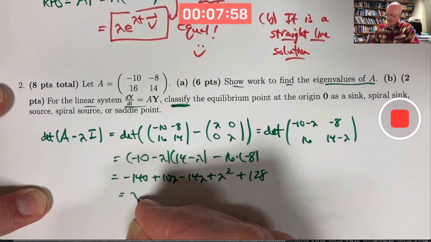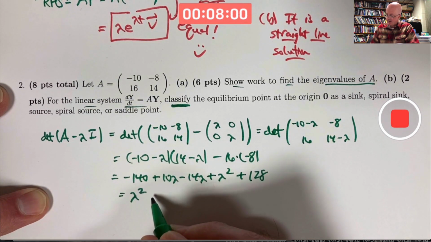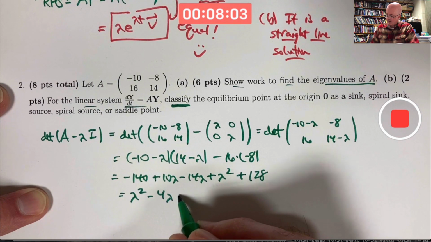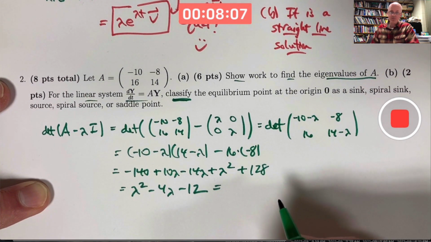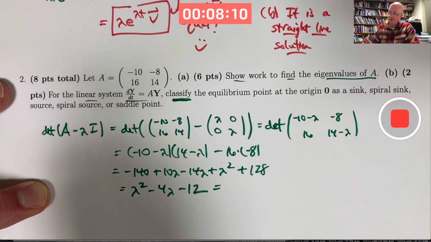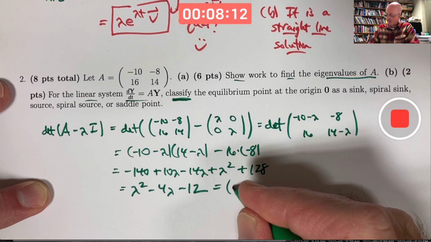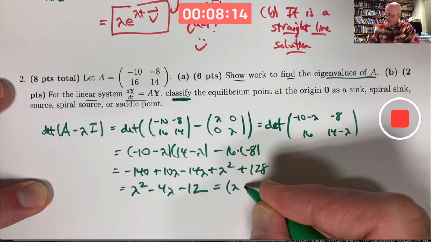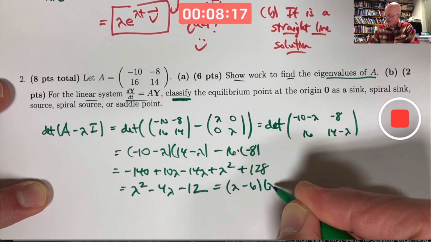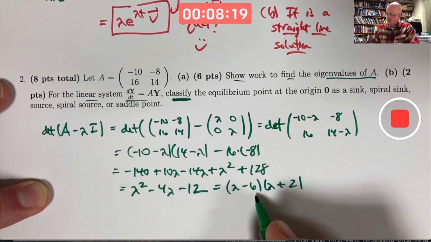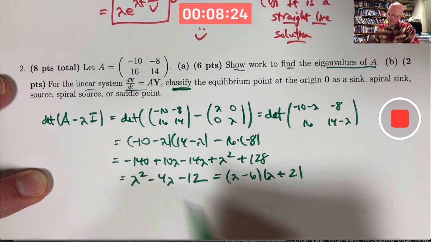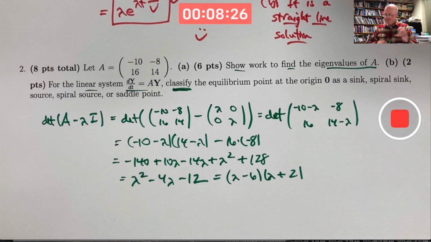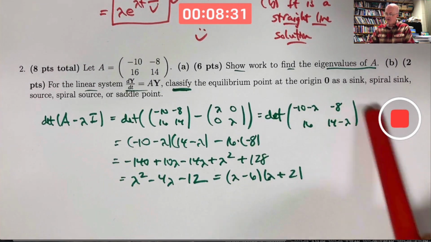Our characteristic polynomial simplifies to lambda squared minus 4 lambda minus 12. And that is easy to factor, okay? If it wasn't, you could use the quadratic formula, but this one is relatively easy to factor. If you think about it a little bit, you realize it's going to be lambda minus 6 times lambda plus 2. I need those two numbers to multiply together to give me -12 and to add together to give me -4.